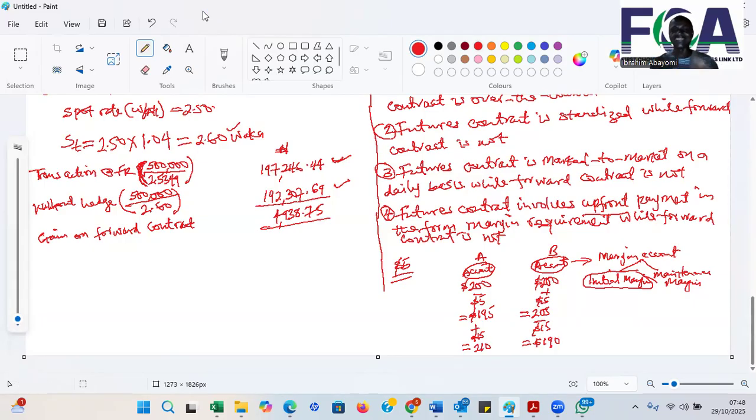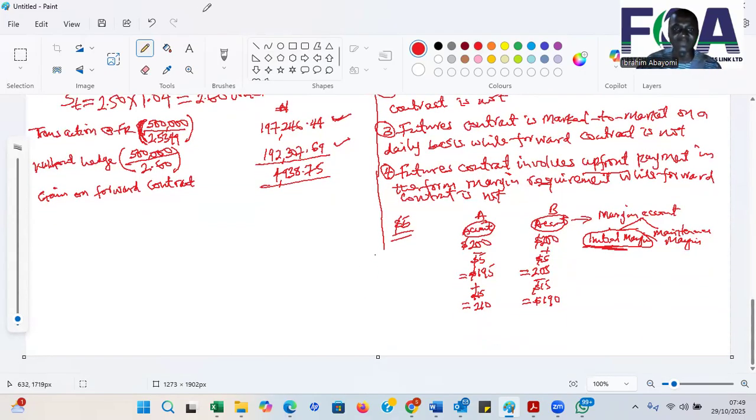You can see this is how the settlement will continue on a daily basis until the futures contract expires. That is what we call mark to market. So the money you put in your account at the beginning is the margin. That is the initial margin. The initial amount you deposit there is the initial margin. Now, we have what we call the maintenance margin.